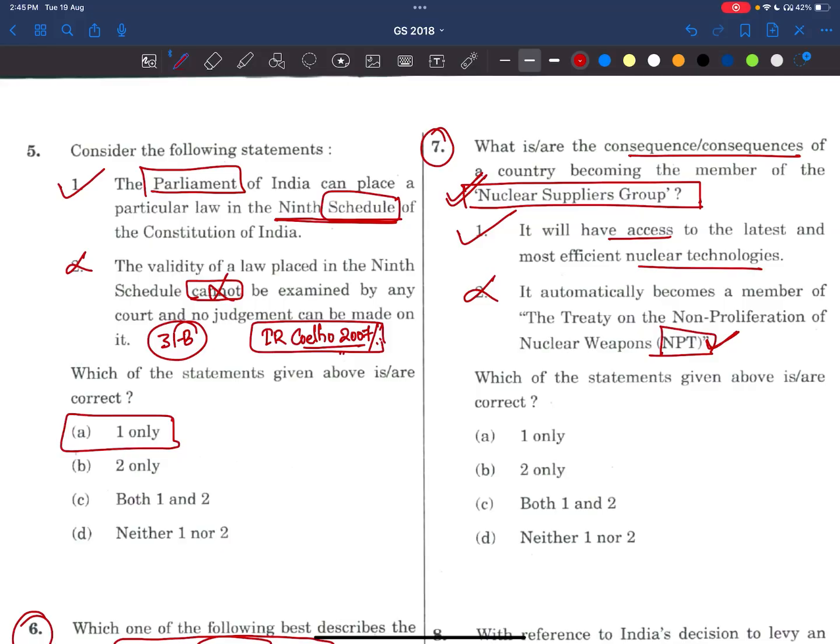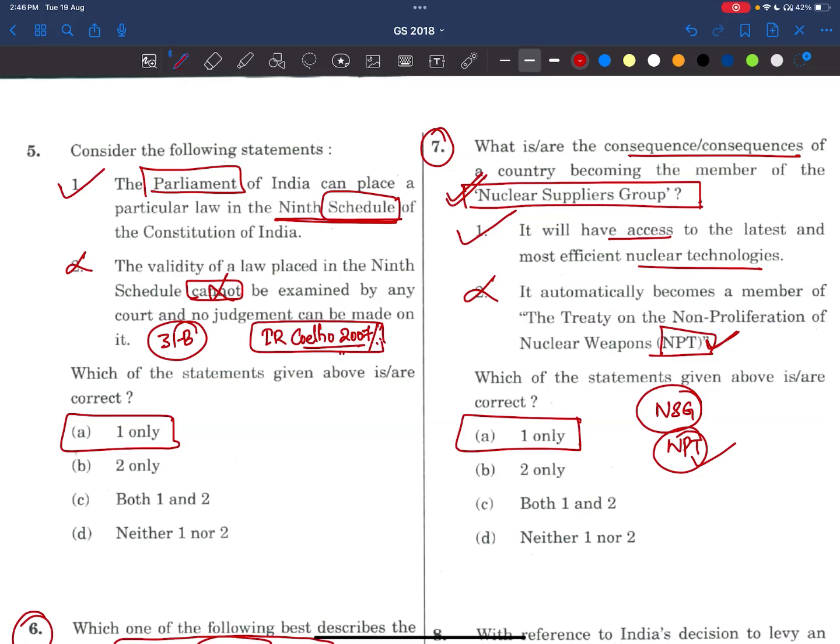Okay, so here the answer is 1. Now what we have to do, we need to read about energy, its provisions, and also NPT. What are its members? Now India is not a member of NPT.